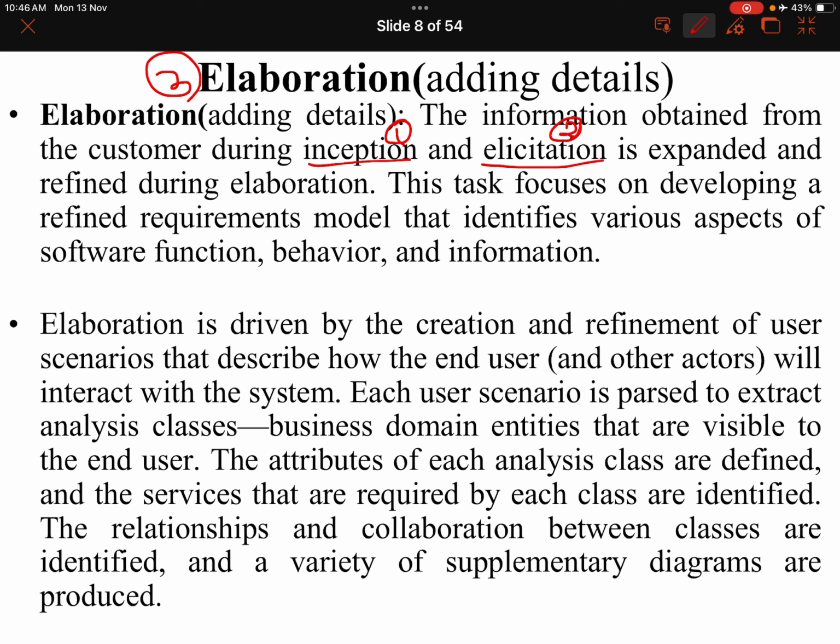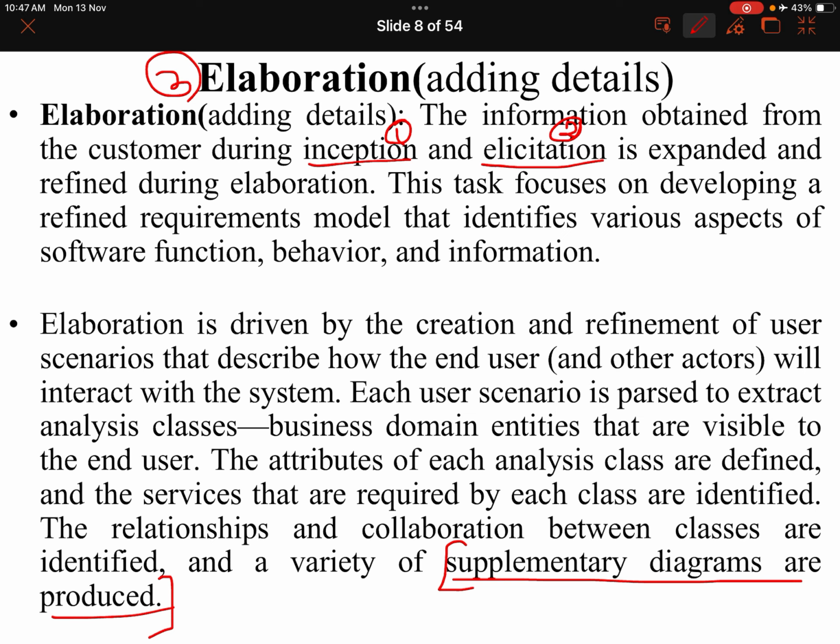information. Elaboration is driven by the creation and refinement of the user scenarios that describe how the end user will interact with the system. Each user scenario is parsed to extract analysis class, business domain, entities that are visible to the end user. The attributes of each analysis class are defined, and the services that are required by each class are identified. The relationships and collaborations between classes are identified, and a variety of supplementary diagrams are produced.